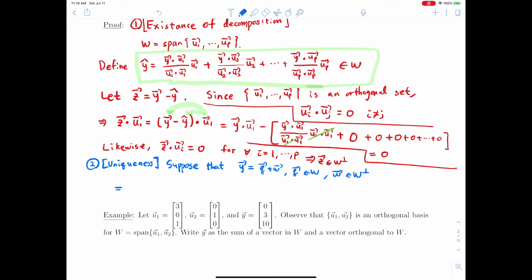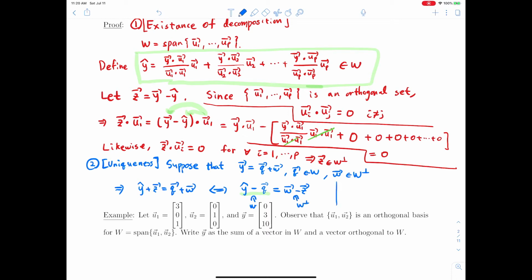So this tells you that we have two different decompositions of y. So y hat plus z equals q plus w. Or equivalently, if you move things around, we have y hat minus q is the same as w minus z. Now, if you look at the left-hand side, y hat and q are elements inside W, so their subtraction is again an element of W. But on the right-hand side, w and z are elements of W perp, so they belong to the W perpendicular set.